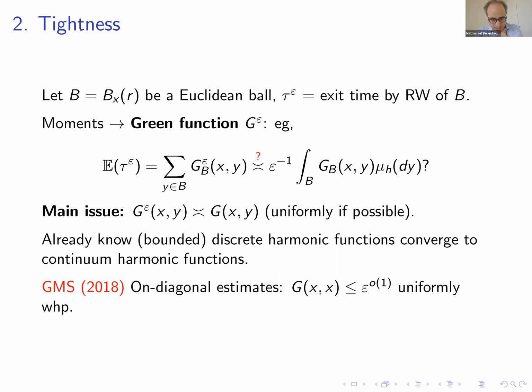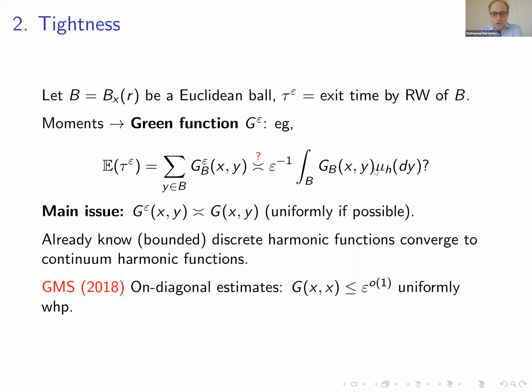And what you would like to say is that this time is approximately given, up to a scaling factor 1 over epsilon, as I said, by the following random integral. So this is the integral with respect to the mass measure of the continuum Green function.